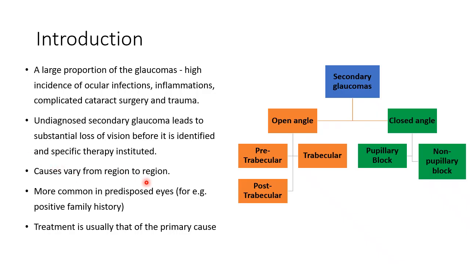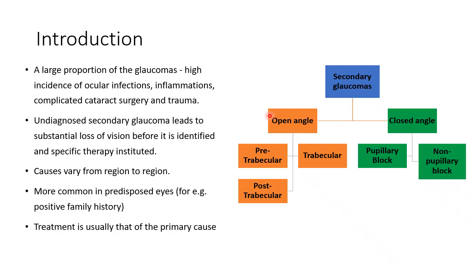The causes may vary from region to region. As I said, it can be due to infections, inflammations, complicated surgeries, and trauma. It is more common in predisposed eyes, for example, those with a positive history of glaucoma, and you treat it by treatment of the underlying cause. Secondary means secondary to some other disease in the eye or some systemic disease. So, we'll be talking about the eye diseases that predispose to causation of secondary glaucomas.